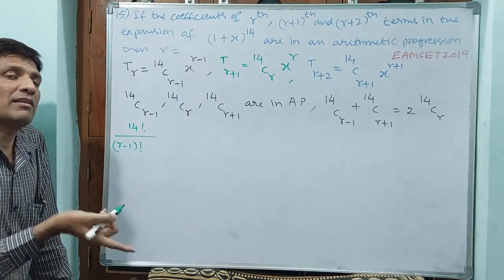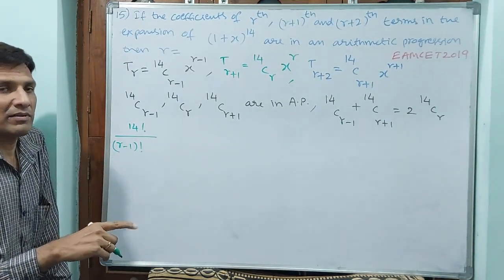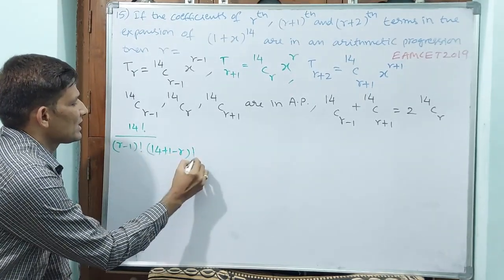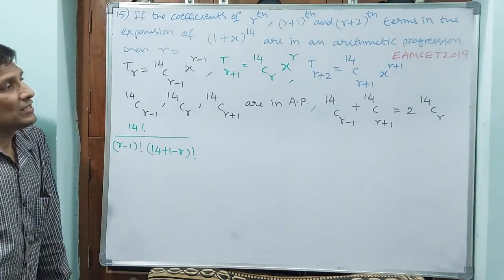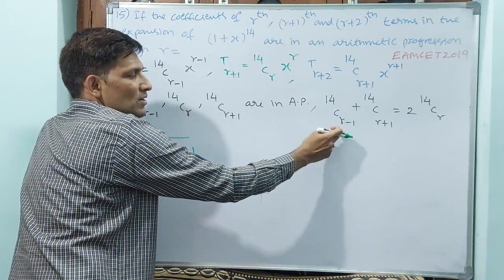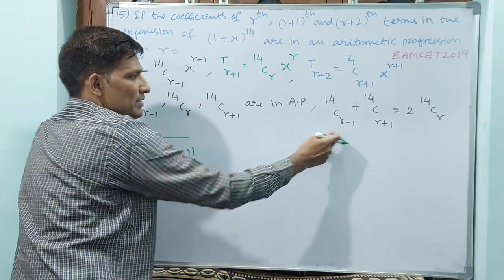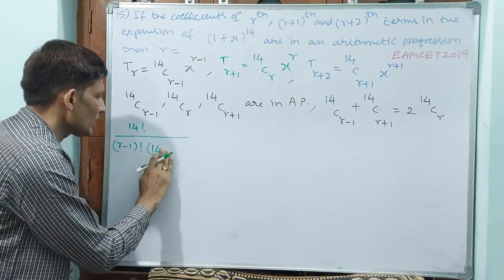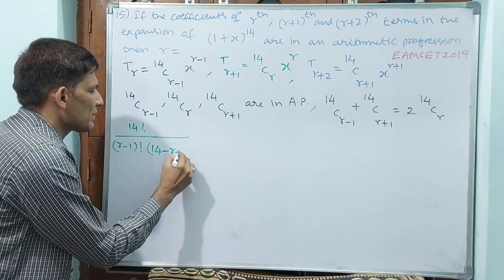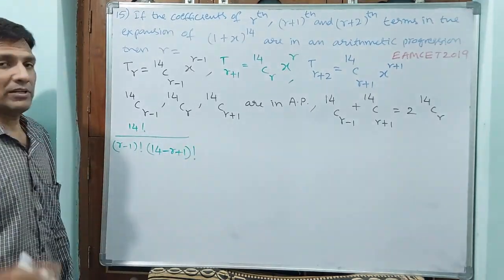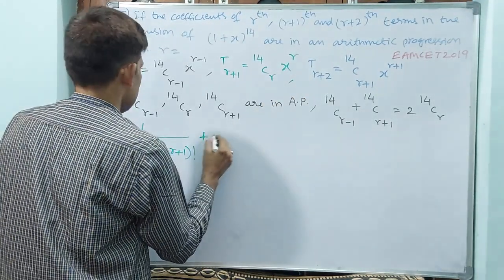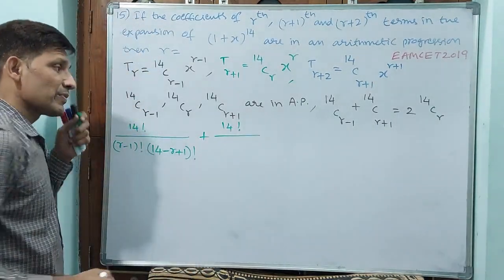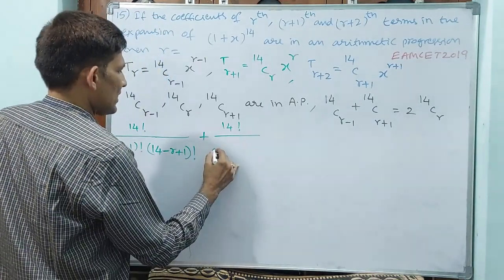14 minus r minus of minus 1 plus 1. Okay? That means 14 plus 1 minus r factorial. Shall I write like this? You understand this? 14 minus r minus of minus 1 plus 1, that is 14 plus 1 minus r, else I will write like this: 14 minus r plus 1 factorial. Okay? This plus 14 factorial by r plus 1 factorial.